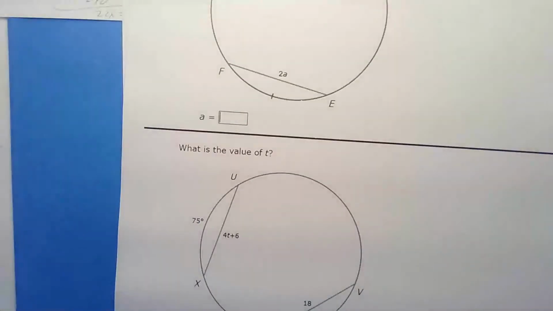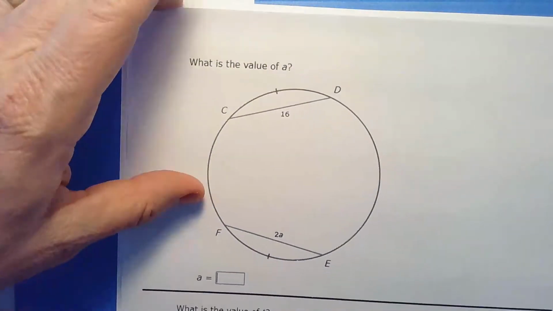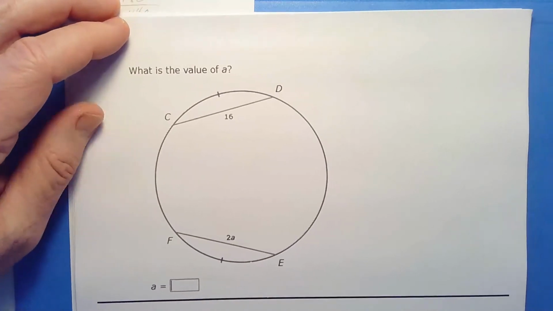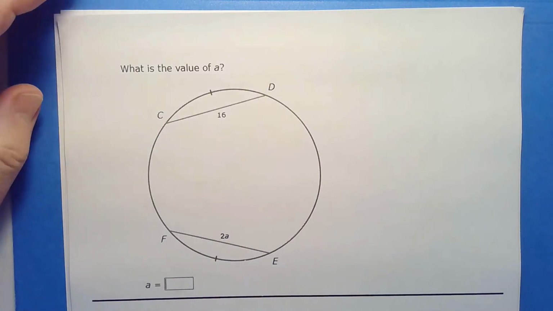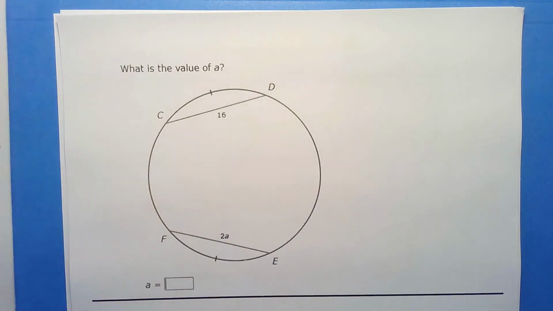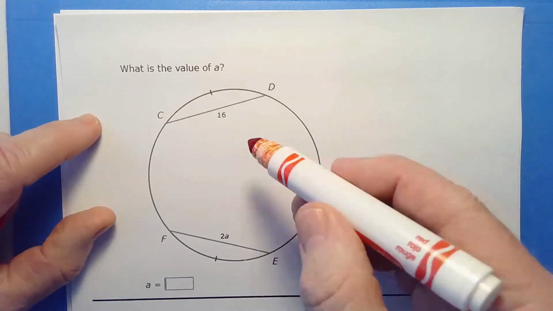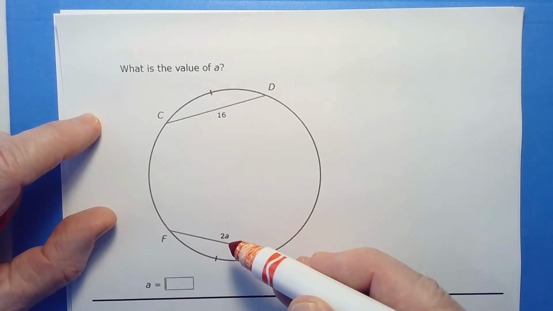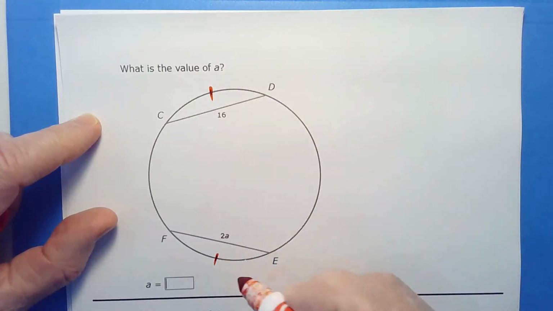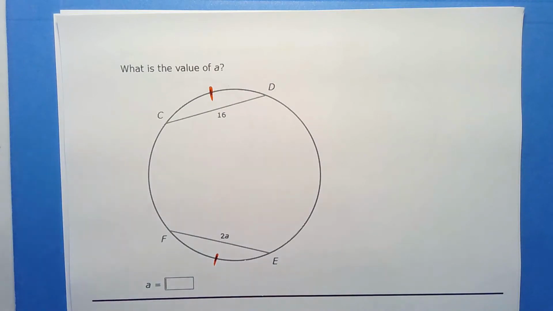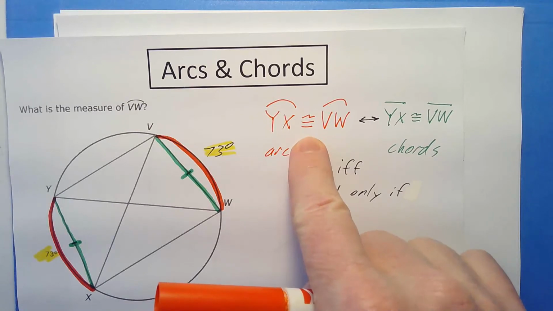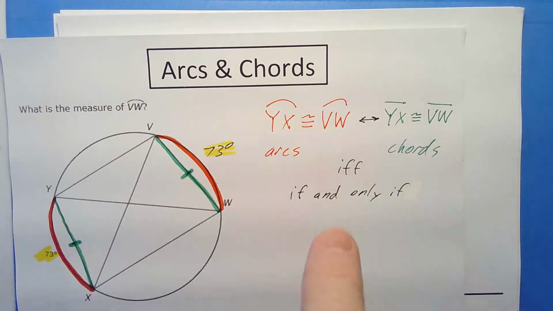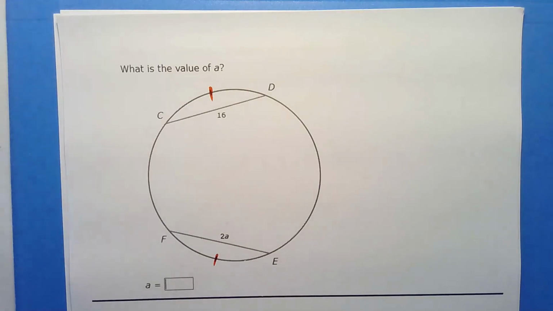Okay, so let's move on. The next thing we're going to think about is going one step further. We might actually have to do some solving on some of these problems. Notice that we've got a congruence statement, but this time it isn't initially comparing the chords, in other words the line segments. This time we're saying the arcs are congruent. It can go either direction, right? That's the whole point of it being an if and only if statement. Maybe I'm starting with the arcs, maybe with the chords, but either one gives me the other.